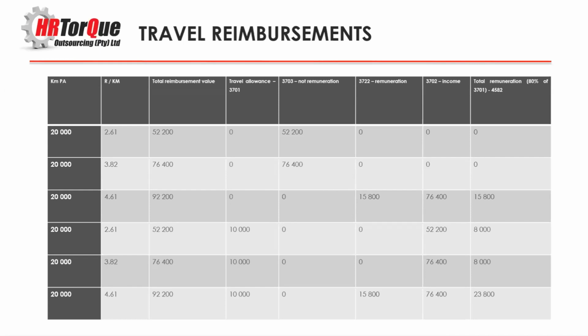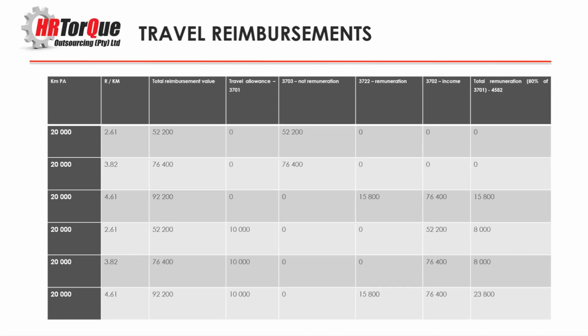The last one is the interesting one, because now you've got a rate over the SARS rate, and you've also got a fixed travel allowance. Because we're over the SARS rate, you're going to have code 3702 and code 3722 in play. 3702 is the 20,000 kilometers times the SARS rate of R3.82, which is 76,400. Code 3722 is going to be the excess: R4.61 minus R3.82 times 20,000, which is 15,800. The important thing in this bottom example is that the amount that goes into code 3701 is the sum of the 15,800 plus the 8,000 Rand that is taxed on the fixed travel allowance.